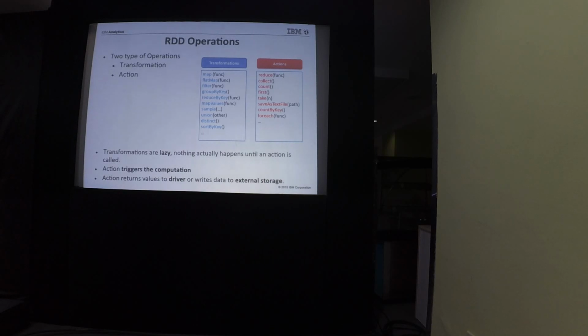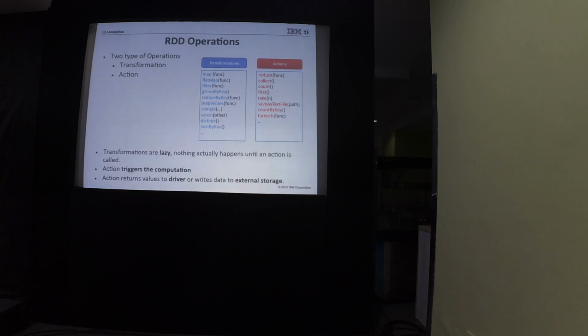So transformations are lazy. Nothing happens when we execute a transformation, apart from the Spark driver capturing the lineage. I'll cover more detail on that. So transformations are lazy. Nothing happens. Actions are the ones which trigger the computation, right?